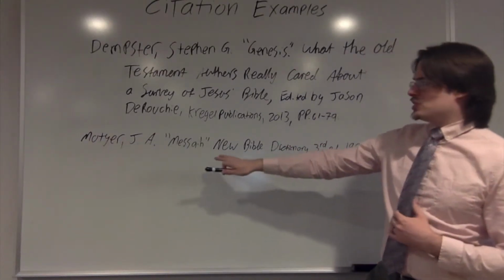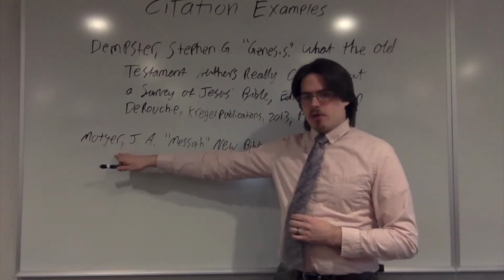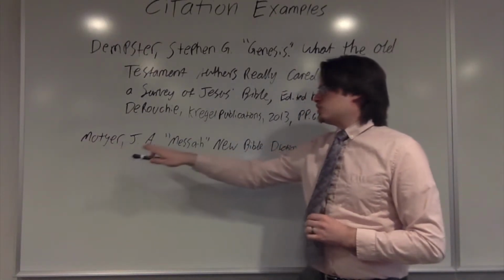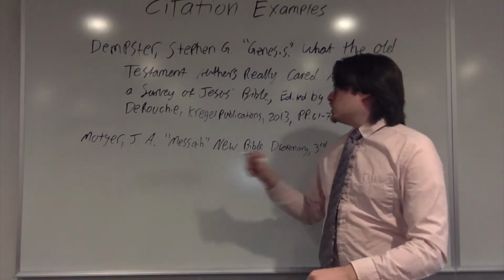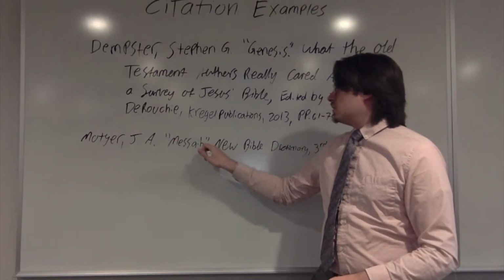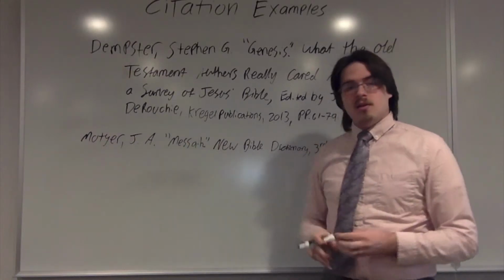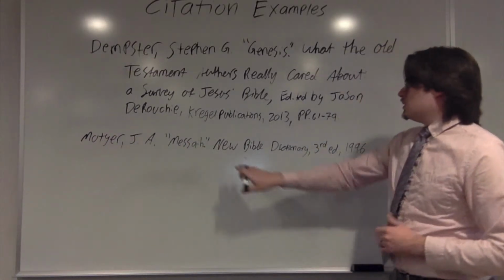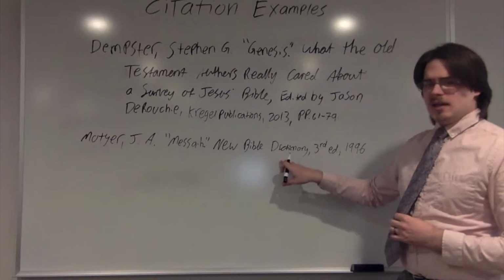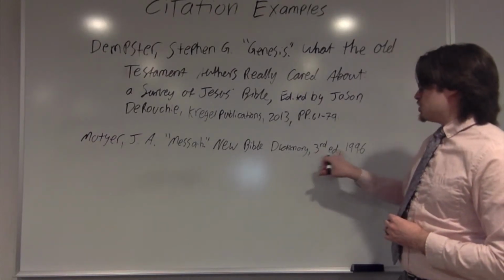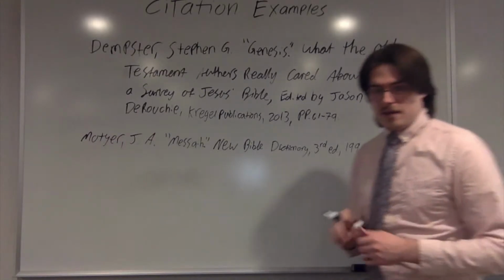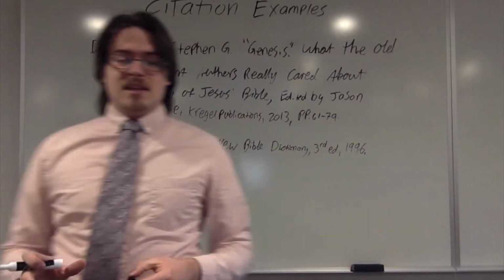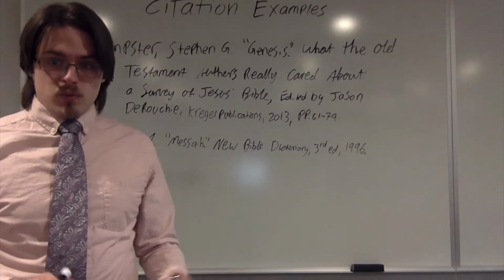Similarly, down here, number 2, we have the author, last name followed by his initials. Messiah, once again, in quotations. You would need to put the period, right, after the title. New Bible Dictionary is the container. We have the comma, 3rd edition, comma, 1996, ends with that period. So we can see in these examples, it follows very similar rules.